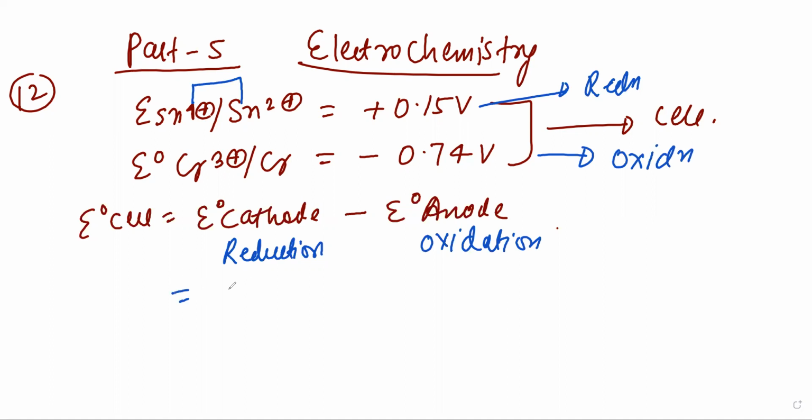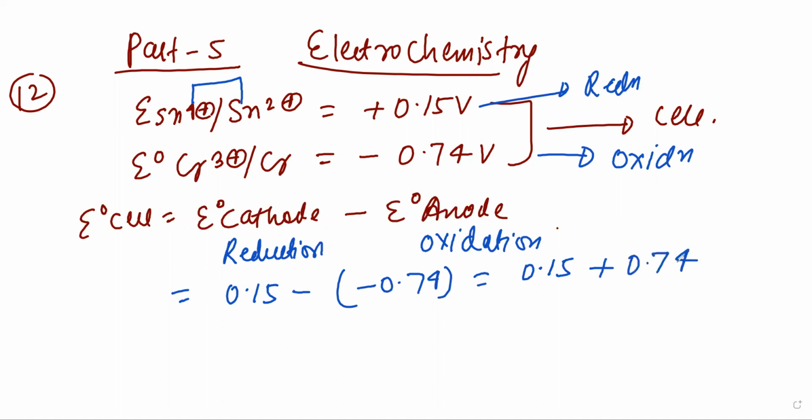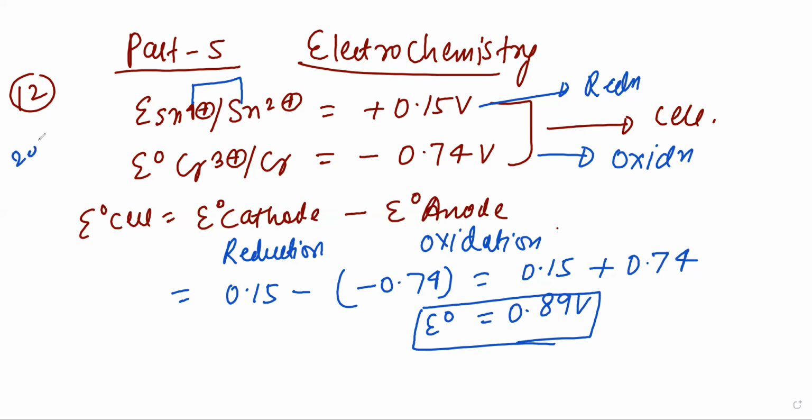So put here the reduction value 0.15 minus of minus 0.74. So this value is 0.15 plus 0.74, which is equal to 0.89 volt. So this will be the standard value. Write it down. Asked in 2011.